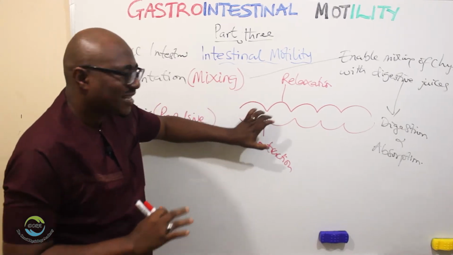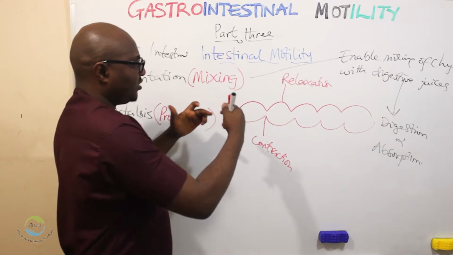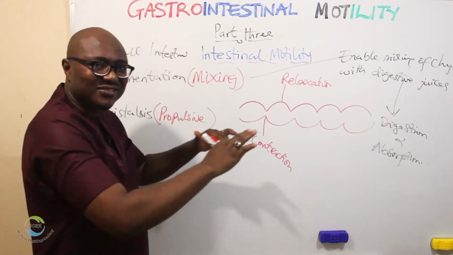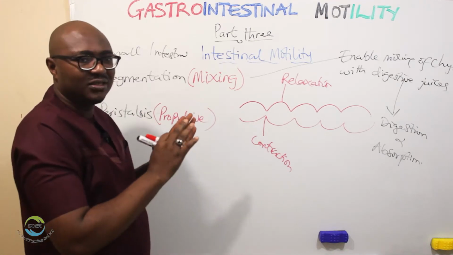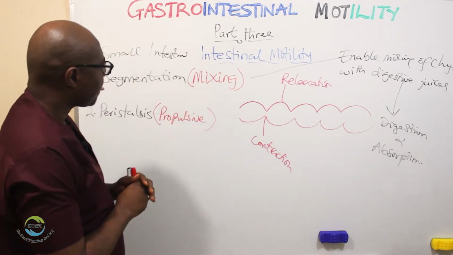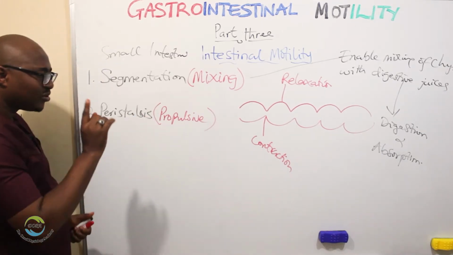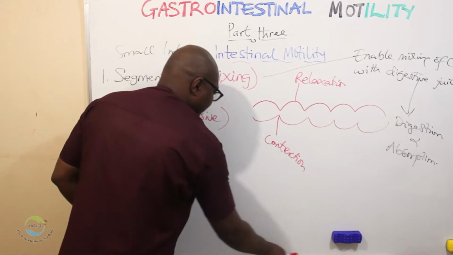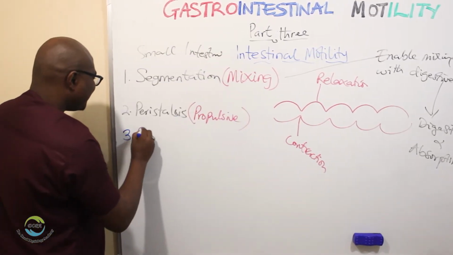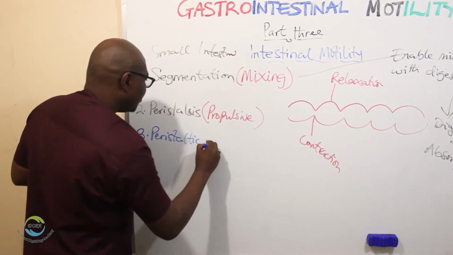Majorly circular smooth muscle, from their shape, are very powerful muscles. They're more powerful than the longitudinal smooth muscle, which does more of the propulsive movement. So these two movements occur. But there's another kind of movement that occurs. It's called peristaltic rush.